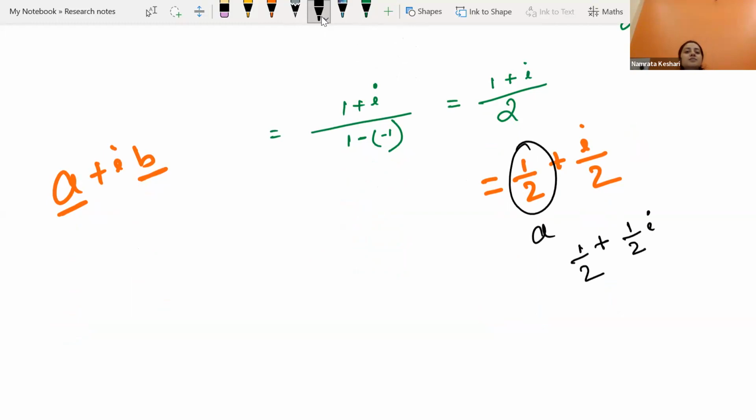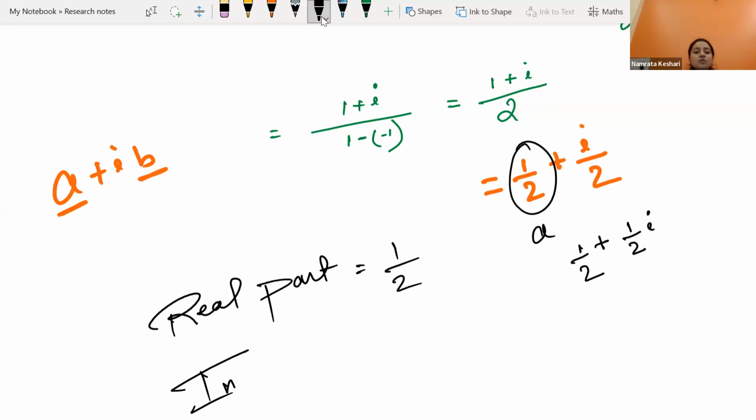Real part is 1 by 2. Imaginary part is just 1 by 2. While saying the imaginary part, whoever asks what the imaginary part is will understand that of course i is multiplied with that. So we don't have to mention that i is multiplied. We will say the real part is 1 by 2 and the imaginary part is also 1 by 2.